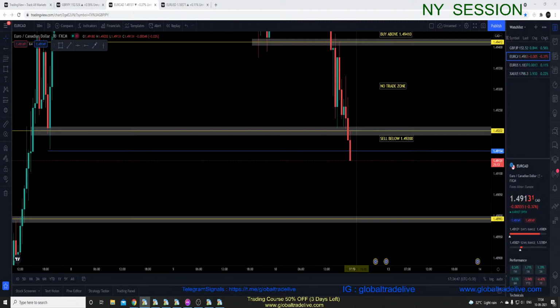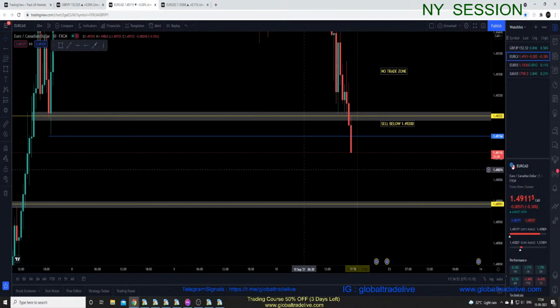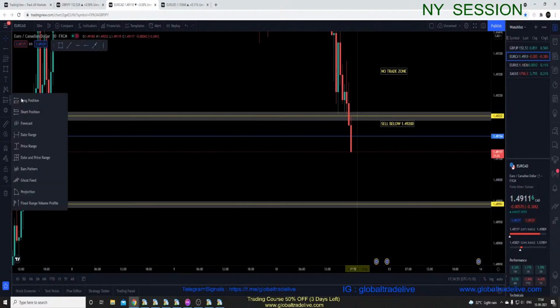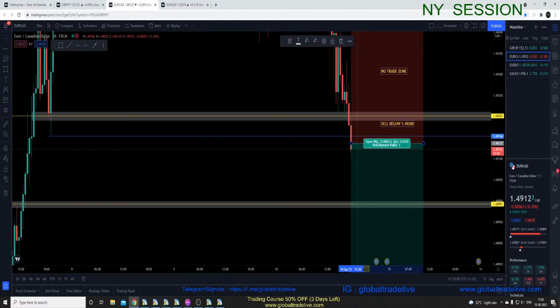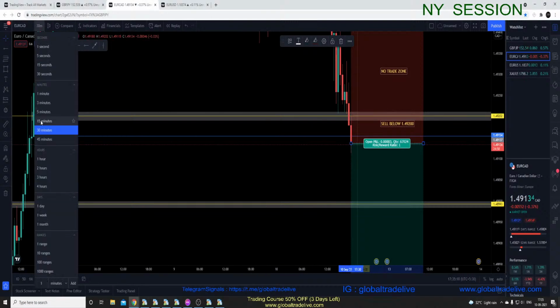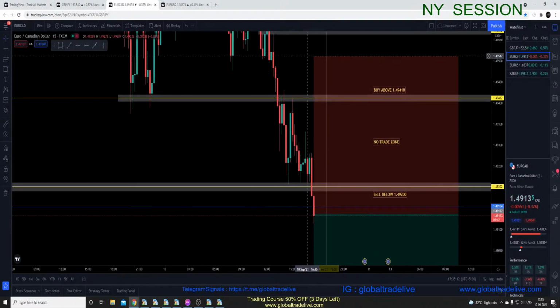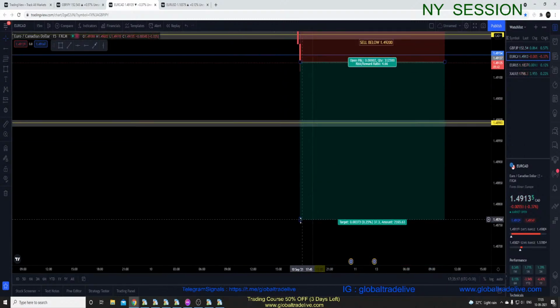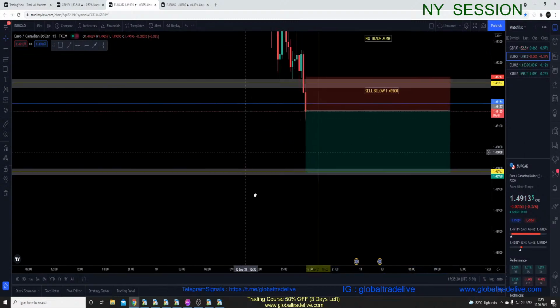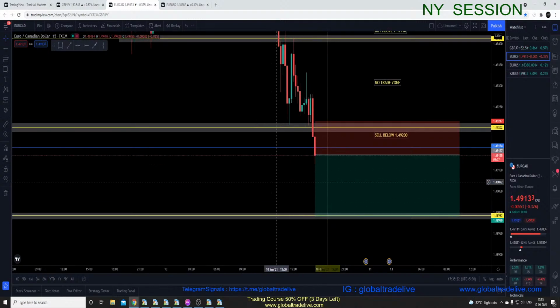Just executed this trade over here in EuroCAD, anticipating for the volume to push all the way down. Took this trade a little late. Kept my stops above the high of the current 15-minute candle. Let me just do this. Okay, stops are above this high. This is the TP I'm expecting the price to come to.